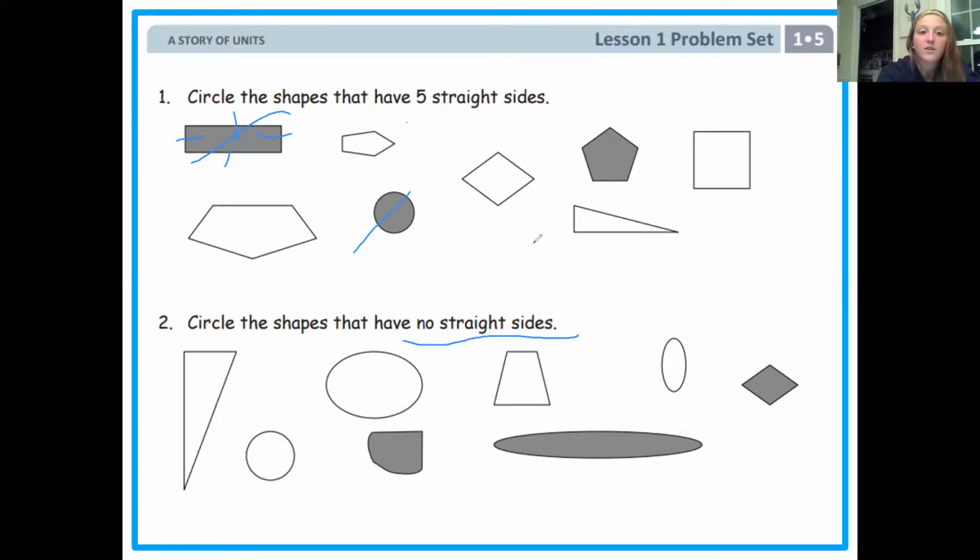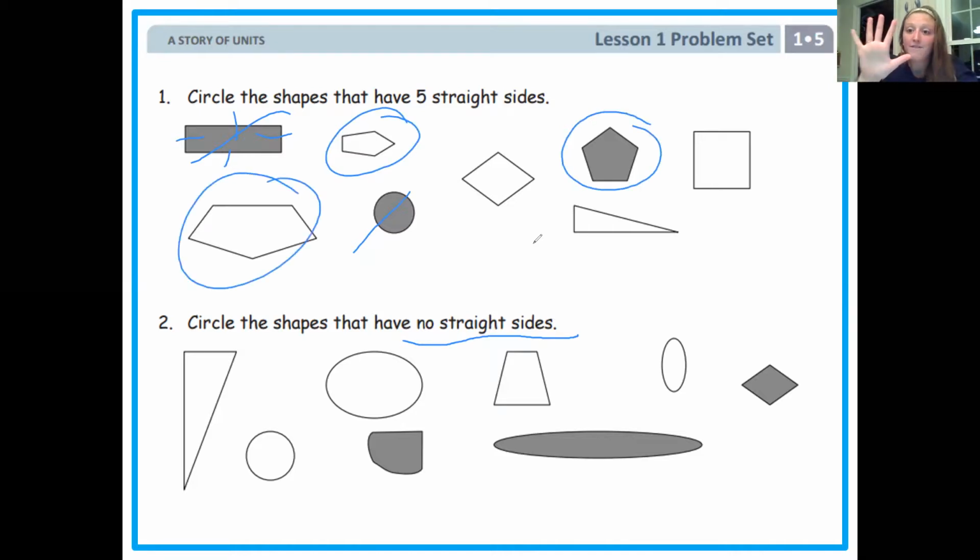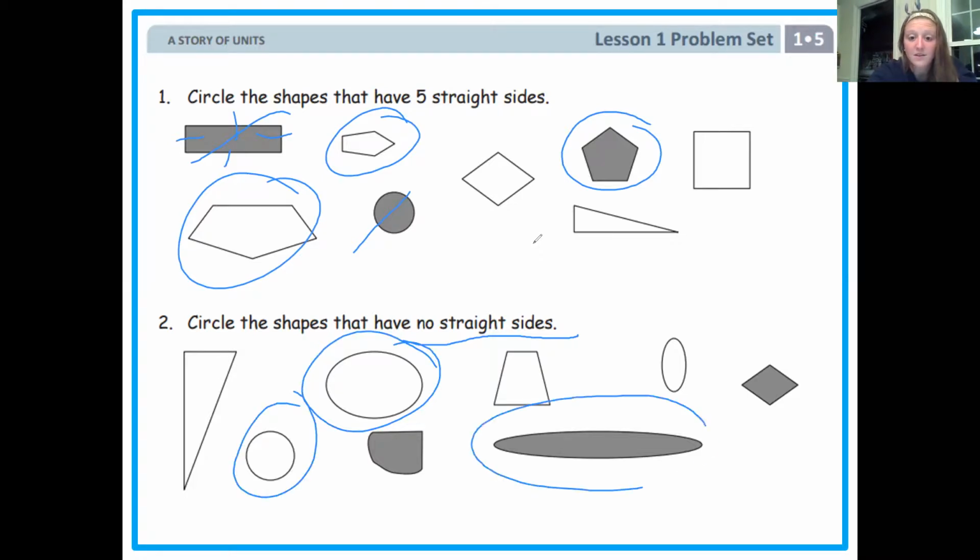So I should have circled this one, and I should have circled this one, and this one, because they all have 5 straight sides. For number 2, I would have had this one, because it's a circle, there's no straight sides. This one, also a circle with no straight sides. This one is also a circle with no straight sides. And then this one has no straight sides. Okay, so those are the answers for 1 and 2.